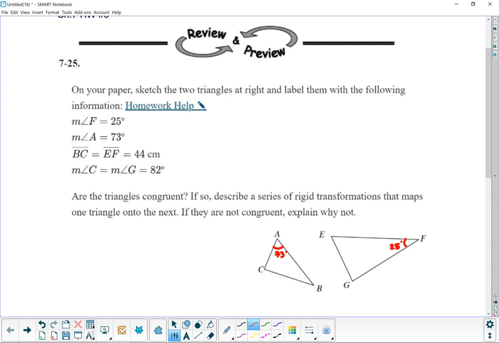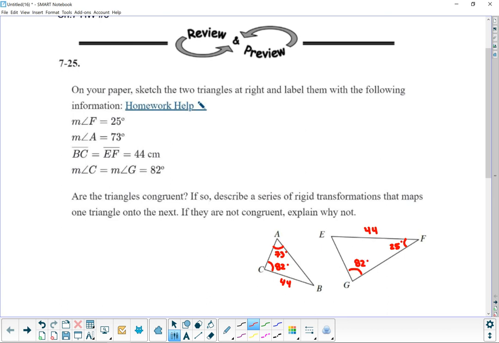BC is equal to EF. So BC, this one down here, is equal to EF, which is 44. And then angle C and angle G are 82. So angle C, 82. Angle G, also 82.